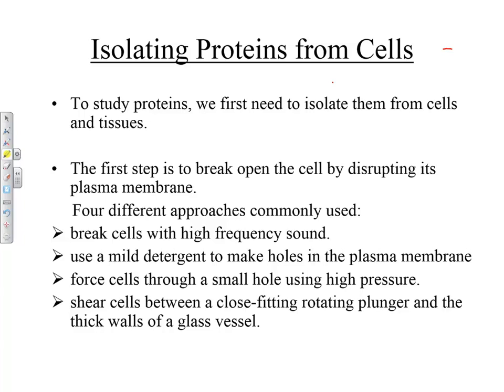The first one is to break cells with high frequency sound. Then use a mild detergent to make holes in the plasma membrane. Right? That'll happen because, see, the cell membrane is made of lipid, right? I mean, if you have grease on your plate, how do you get rid of that? You basically put some soap onto that, right? I mean, so if you use a detergent, you probably will make holes in the plasma membrane, right? Another one is to force cells through a small hole using high pressure. So that's a mechanical procedure. You'll rupture the cell membrane, right?